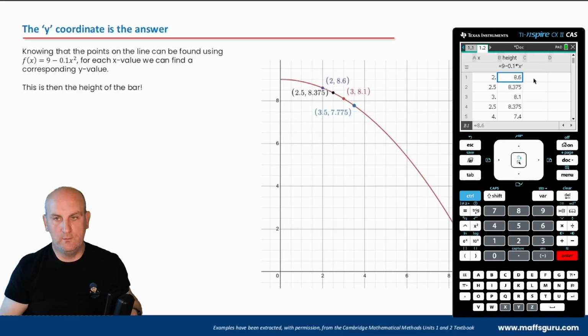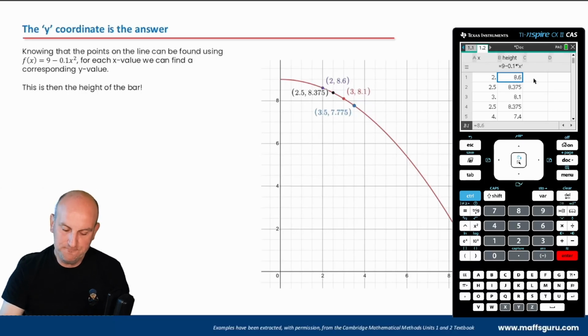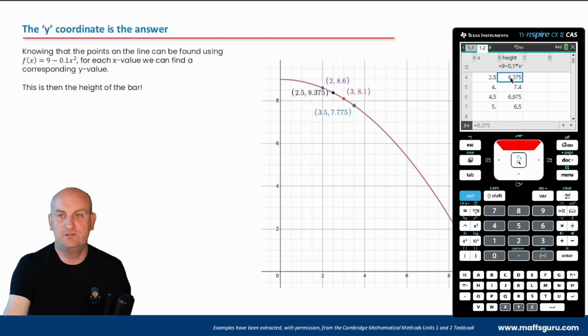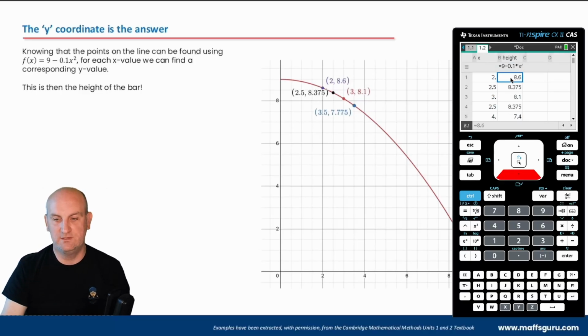And lo and behold, what do we notice here? Well, we now notice that we end up with our individual heights. So if I go back to my diagram, 2.5 is 8.375. There we go, 2.5 is 8.375. If I put 2 in, I get 8.6. So there's my 2 is 8.6. And I think I highlighted them the wrong way around a moment ago, but that's okay. We get the general idea. So now I've got my calculator to work out all the heights of my bars. All I've got to do is make sure that I use those in my correct calculations to help me find the areas of each of those boxes.